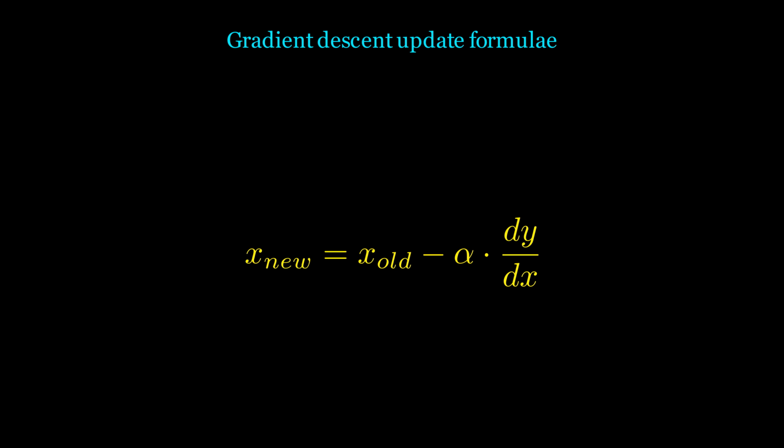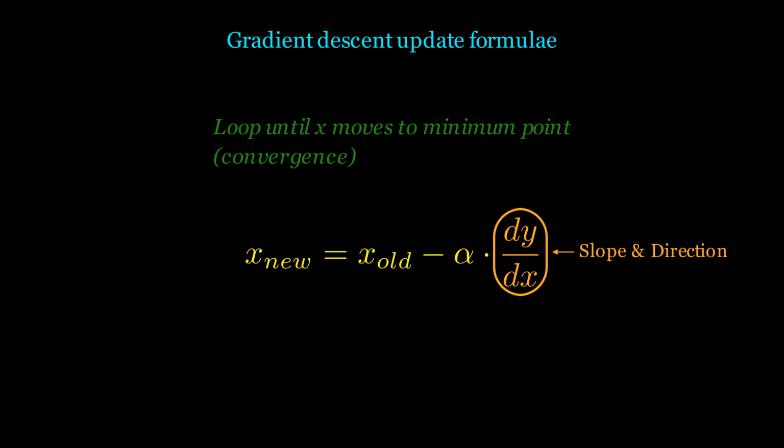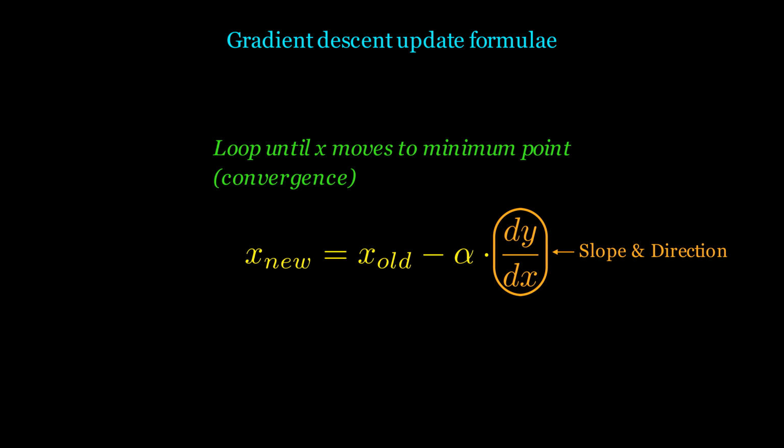In this equation, the derivative dy by dx represents the change in y with respect to x, providing us with the slope and the direction of steepest descent. By utilizing this gradient, we iteratively update x new. After a series of iterations, the value of x converges toward the point where the function reaches its minimum value.